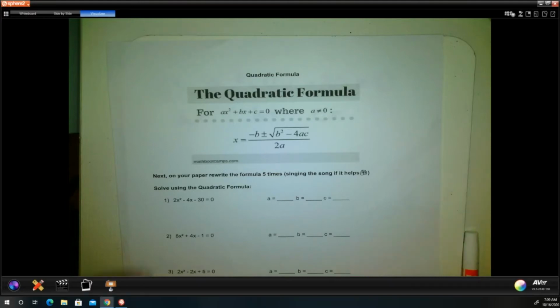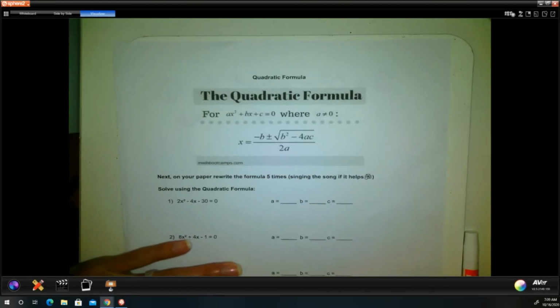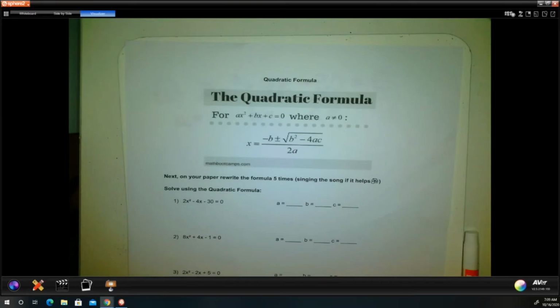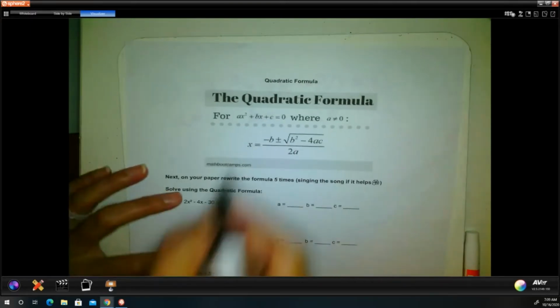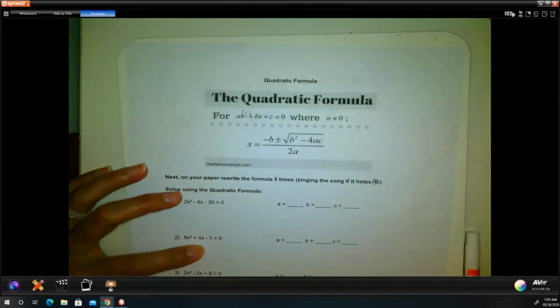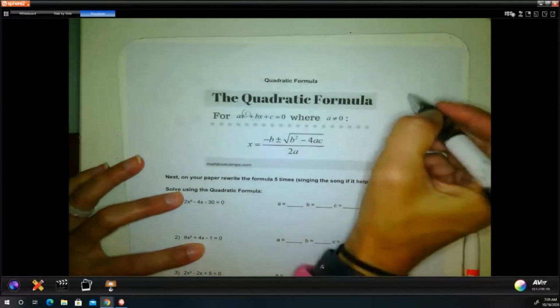Hey Math 3, it's Miss Robertson, and I just wanted to review the quadratic formula with you. Remember, the quadratic formula is used to solve quadratics. It's one of the methods that we have to solve.